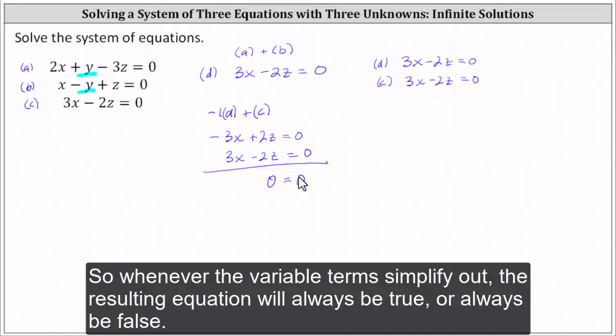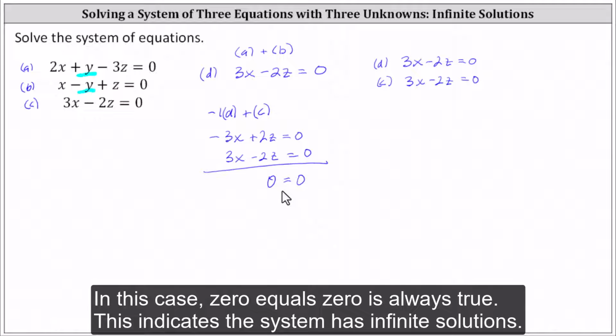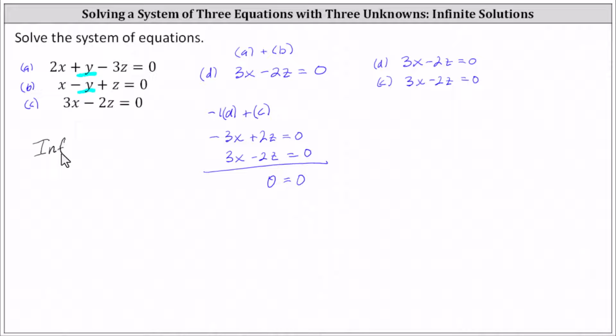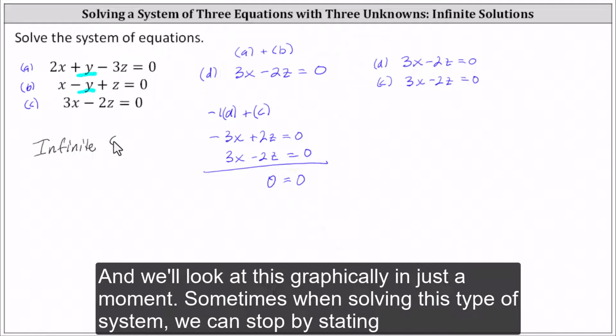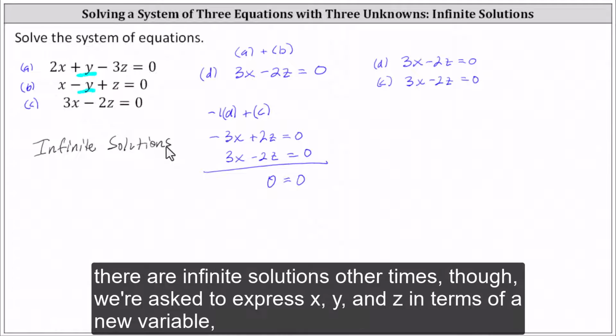So whenever the variable terms simplify out, the resulting equation will always be true or always be false. In this case, 0 equals 0 is always true. This indicates the system has infinite solutions. And we'll look at this graphically in just a moment. Sometimes when solving this type of system, we can stop by stating there are infinite solutions.